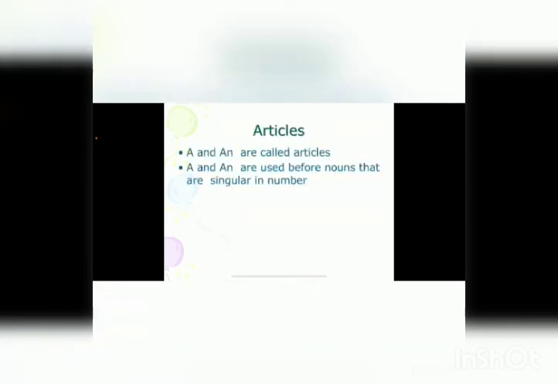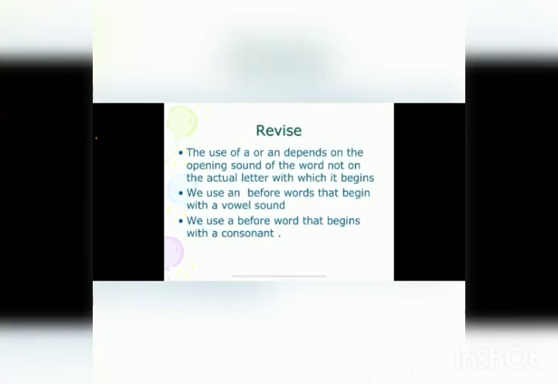Now let us quickly revise. A and an are called articles. A and an are used before nouns that are singular in number. The use of a or an depends on the opening sound of the word, not on the actual letter with which it begins. We use an before words that begin with a vowel sound. We use a before words that begin with a consonant sound.